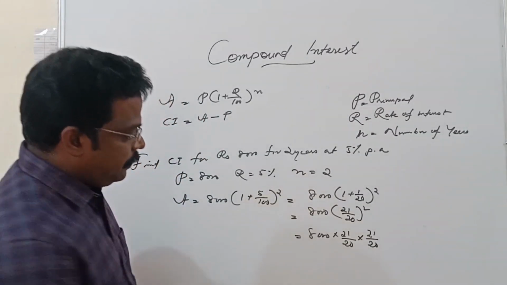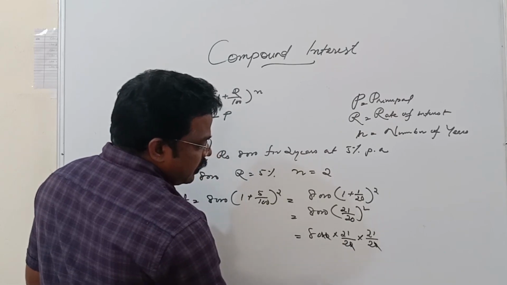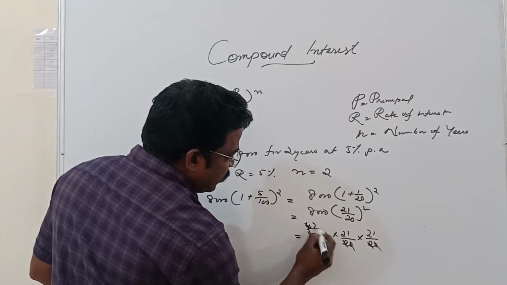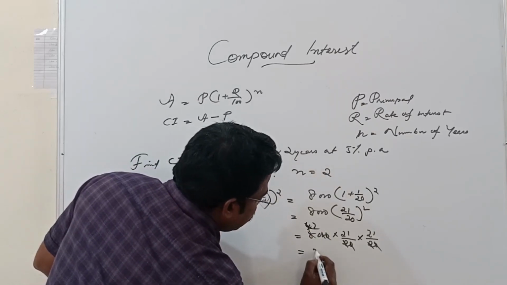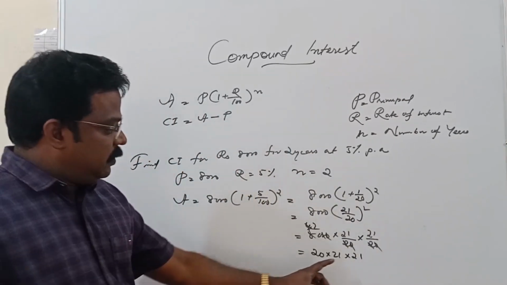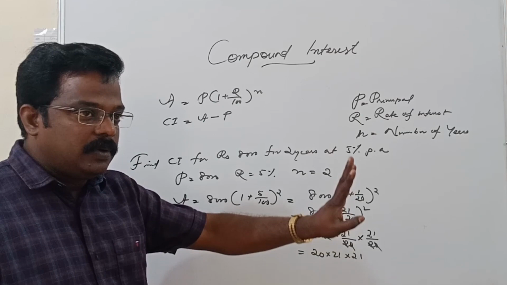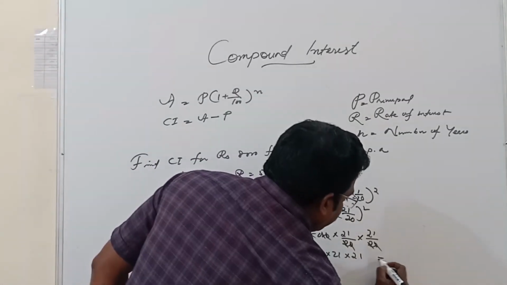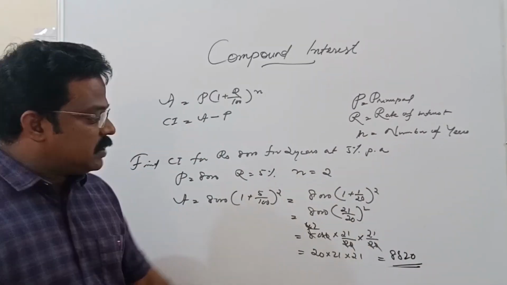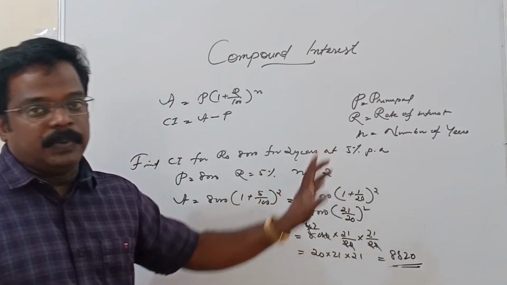Okay, so here 0, 0 cancel and 0. Then 2 4s are 8, 2 2s are 4. So here 20 into 21 into 21. So 21 into 21, 441. Then into 2, 880, 882, then 0. So this is the total amount we have to pay back after 2 years.